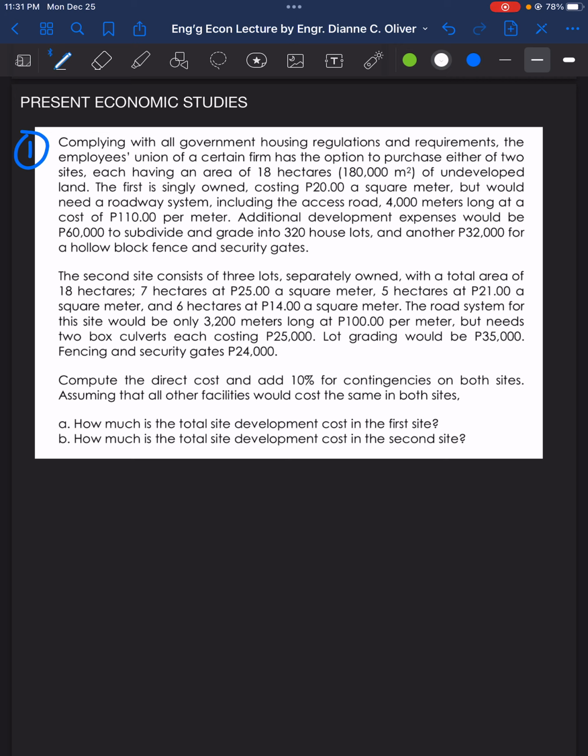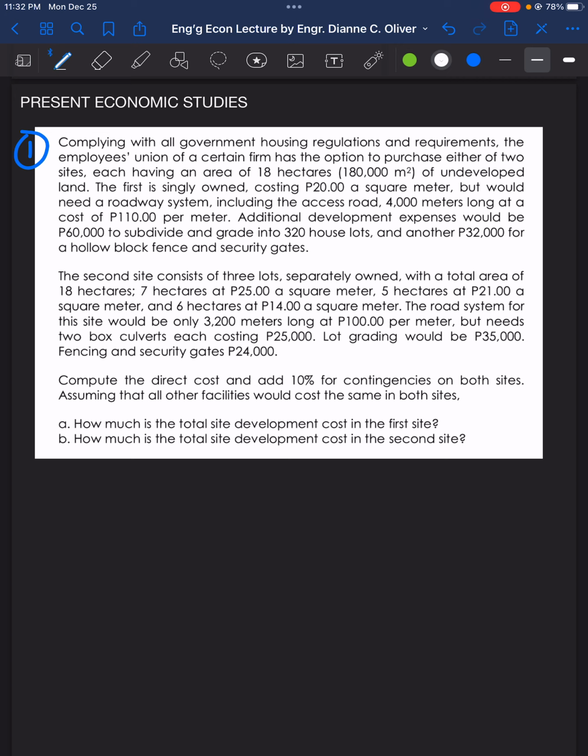The second site consists of 3 lots separately owned with a total area of 18 hectares: 7 hectares at 25 pesos a square meter, 5 hectares at 21 pesos a square meter, and 6 hectares at 14 pesos a square meter. The road system for this site would be only 3,200 meters long at 100 pesos per meter, but needs 2 box culverts, each costing 25,000 pesos. Lot grading would be 35,000 pesos. Fencing and security gates, 24,000 pesos.